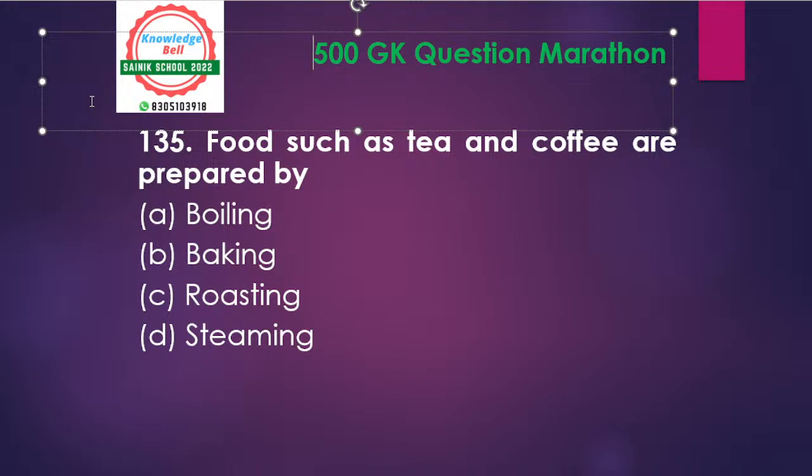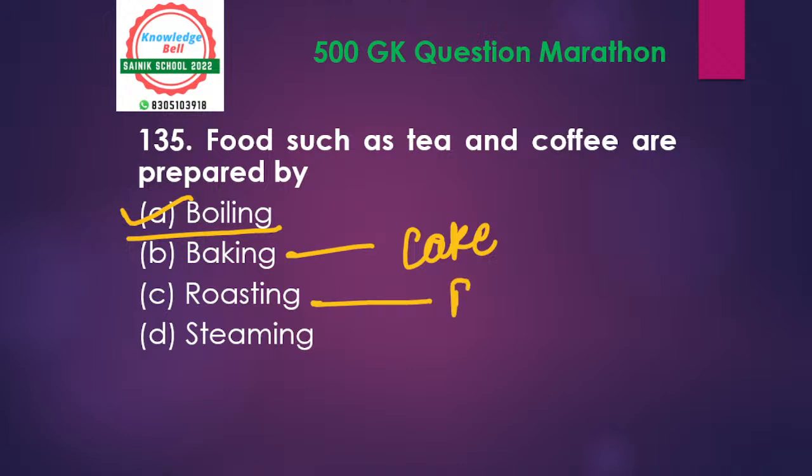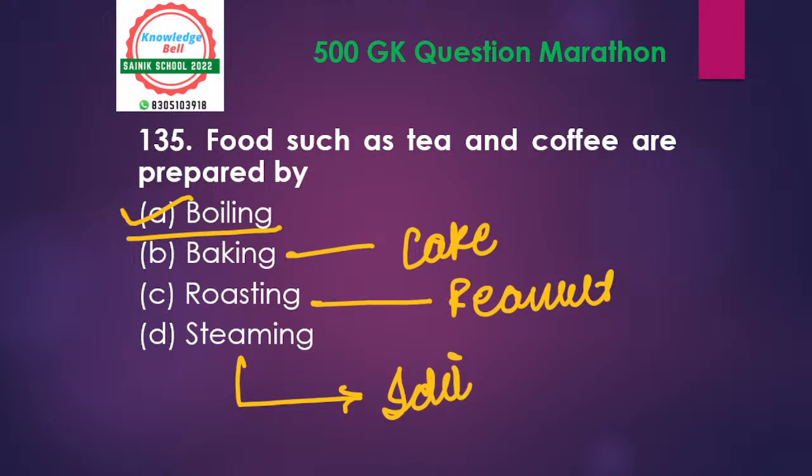Everyone will answer this correctly because we see it in our surroundings. If we have to prepare, let's say, tea or coffee, what will we do? The most common method that we use is boiling. Boiling is the method we use for the preparation of tea or coffee. For baking, remember cake. Cake is used for the purpose of baking. For roasting, we have peanuts. For steaming, we have idli. This way all the food items are there.